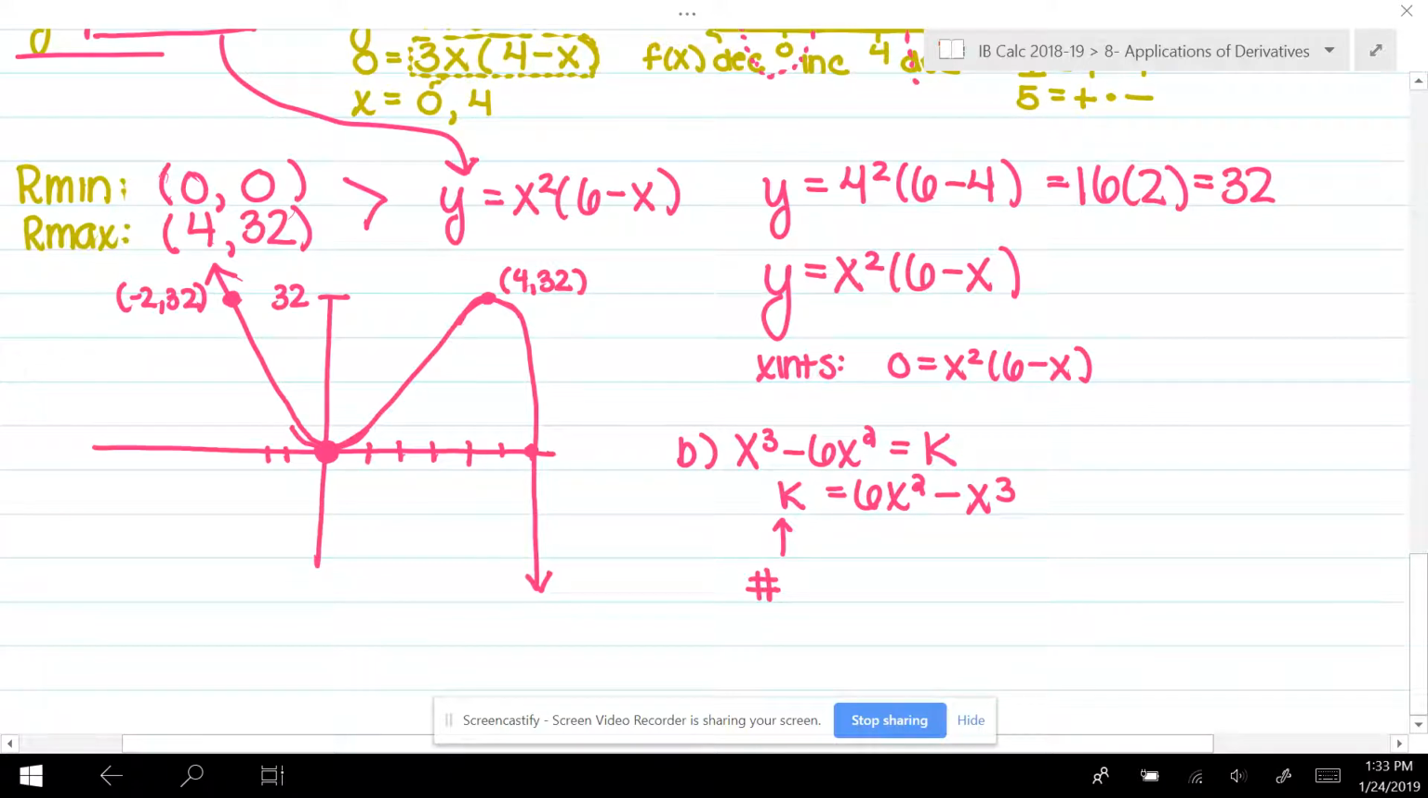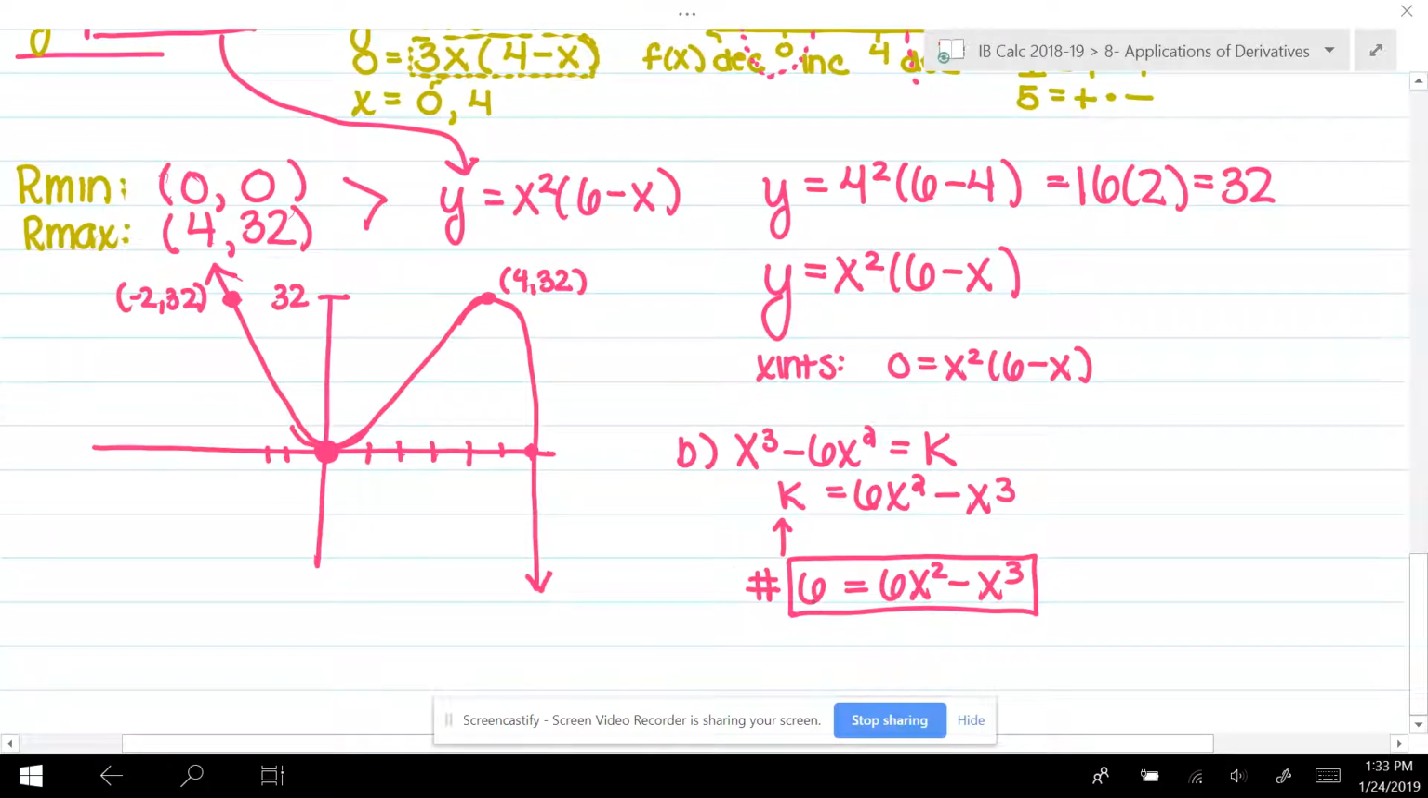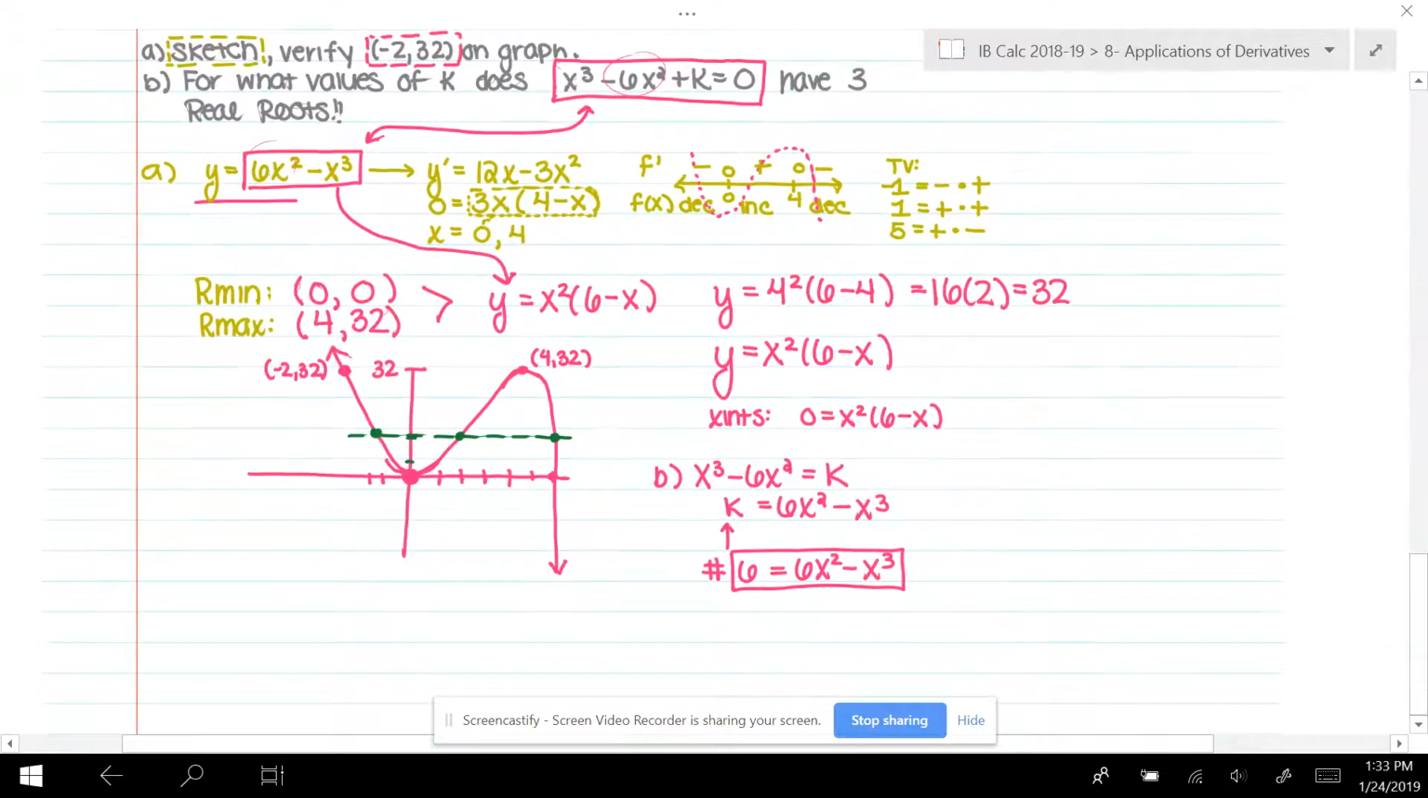Pick one. Oh, you picked 6? Cool. So if k is equal to 6, how many solutions are there to this equation? That's what it's asking, essentially, okay? So if I go to where k is 6, now be careful because we're looking at y values, right? So 1, 2, 3, 4, 5, 6, here it is. If I draw that across, how many answers do I have? Ooh, 1, 2, 3.